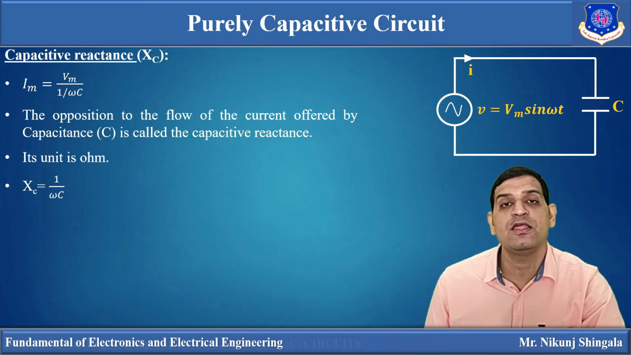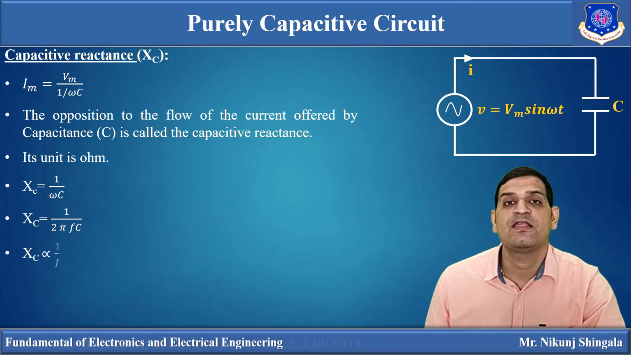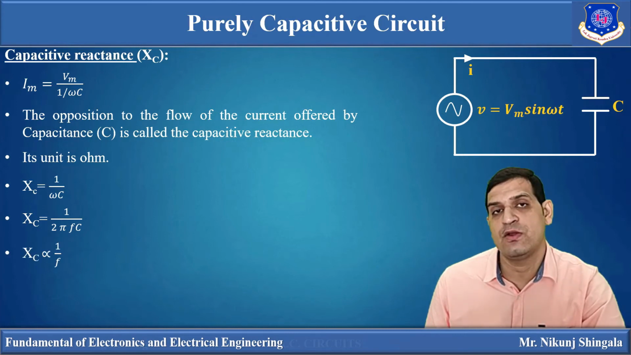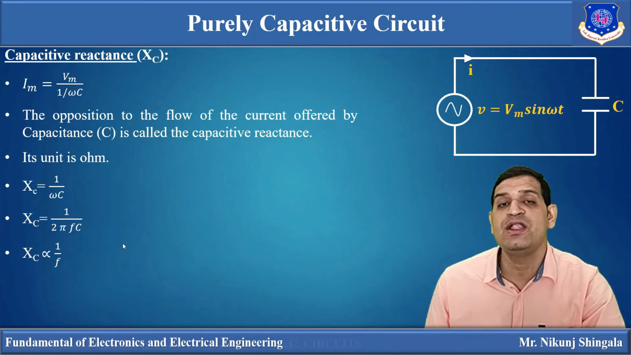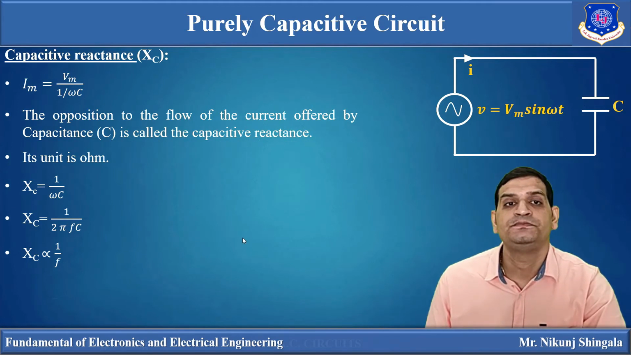So we can write Xc is equal to 1 upon omega C, so Xc is equal to 1 divided by 2 pi f C, where f is the frequency of the applied voltage. So Xc is inversely proportional to the frequency. What does it mean? If the frequency of the applied voltage increases, capacitive reactance decreases. If the frequency decreases, capacitive reactance increases.